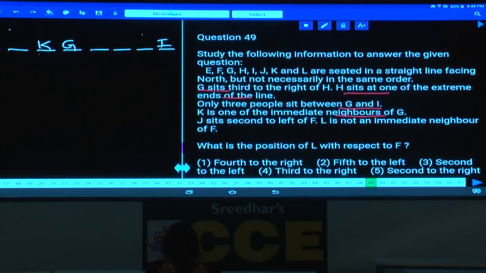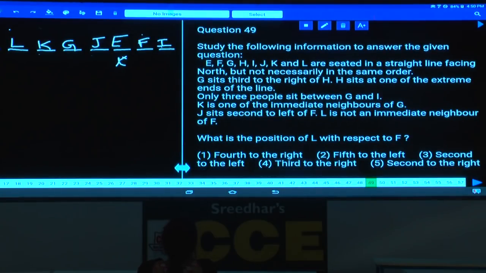If K is here, J sits second to the left of F, J is here, and this J is seated second to the left hand side of F. L is not an immediate neighbor of F, L cannot be here, hence L must be here. If L is here, then who is the person left over here? E is the person left over. The arrangement is E, F, G, H, I, J, K and L.